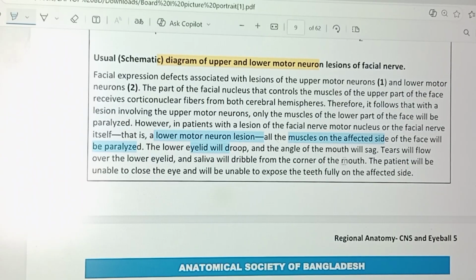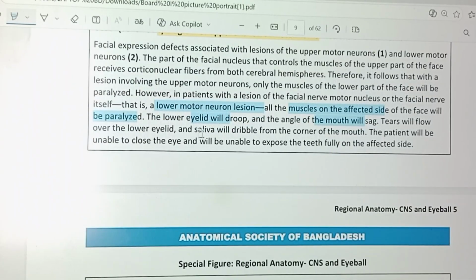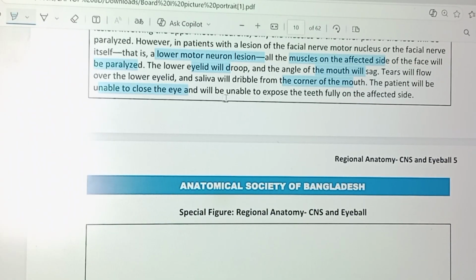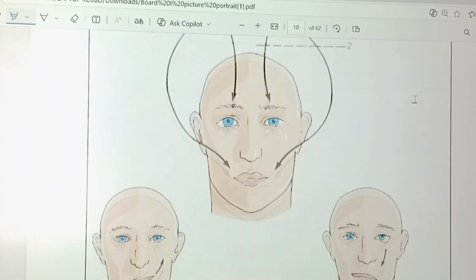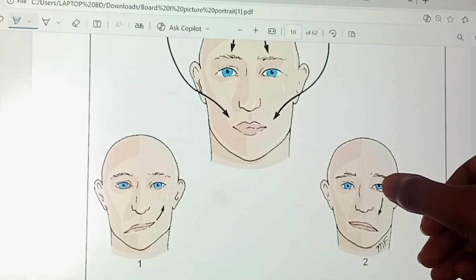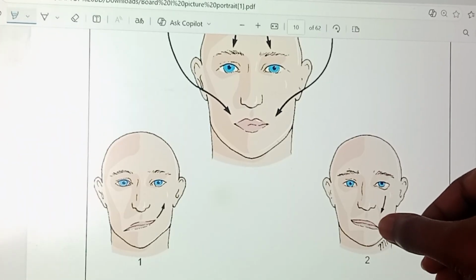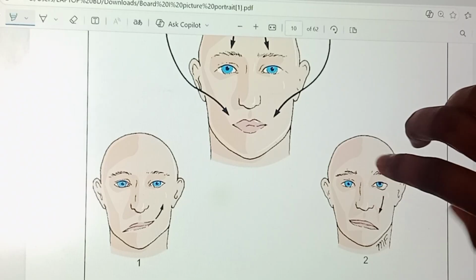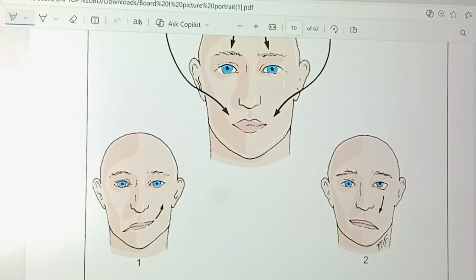Then tears will flow over the lower eyelid and saliva will dribble from the corner of the mouth, and the patient will be unable to close the eye and unable to expose the teeth fully on the affected side. On this affected side, this person won't be able to close the eye and show the teeth because of the paralysis of this side. So that's all.